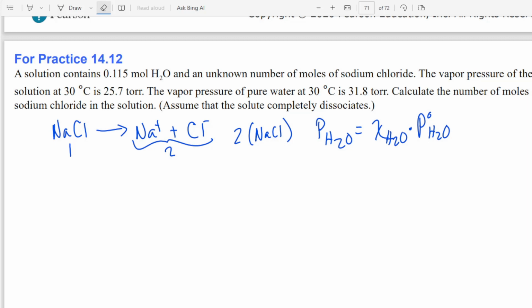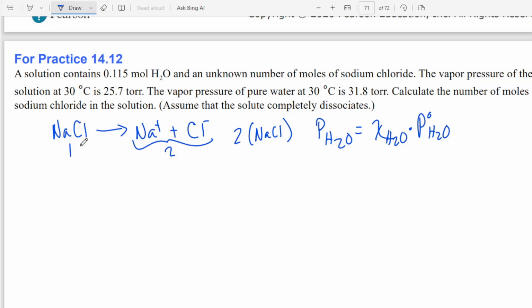Next we'll work for practice 14.12. A solution contains 0.115 moles of water and an unknown number of moles of sodium chloride. The vapor pressure of the solution at 30 degrees C is 25.7 torr, and the vapor pressure of pure water at this temperature is 31.8 torr. Calculate the moles of sodium chloride in the solution, assuming the solute completely dissociates.